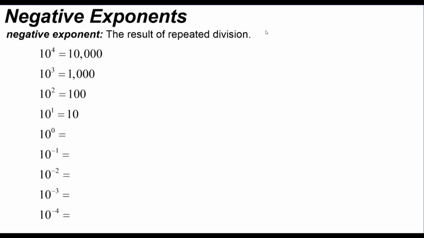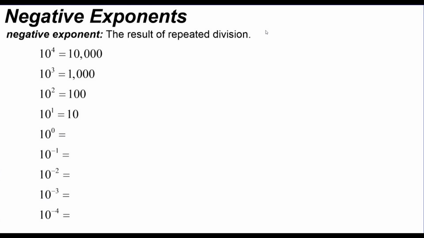All right, in this video, we are going to expand our conversation on exponents. We're going to talk about negative exponents. And a negative exponent is actually the result of repeated division. So we can think of negative exponents as kind of the opposite of positive exponents, whereas positive exponents talk about repeated multiplication. Negative exponents refer to repeated division.